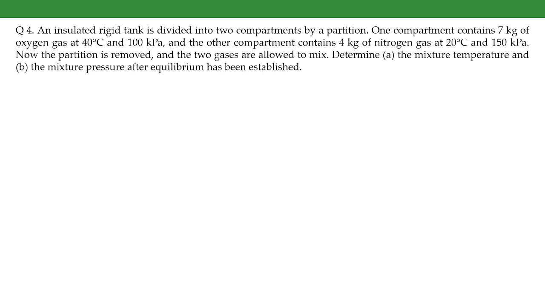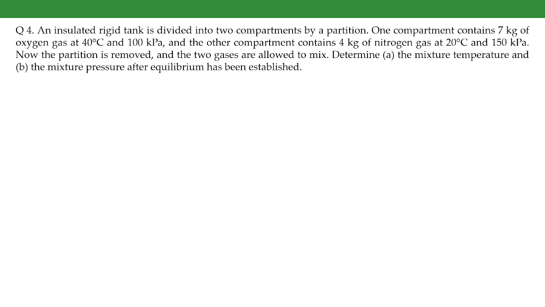An insulated rigid tank is divided into two compartments by a partition. One compartment contains 7 kg of oxygen gas at 40 degrees Celsius and 100 kilopascal, and the other compartment contains 4 kg of nitrogen gas at 20 degrees Celsius and 150 kilopascal. Now the partition is removed and the two gases are allowed to mix with each other. Now determine the mixture temperature and the mixture pressure after the equilibrium has been established.